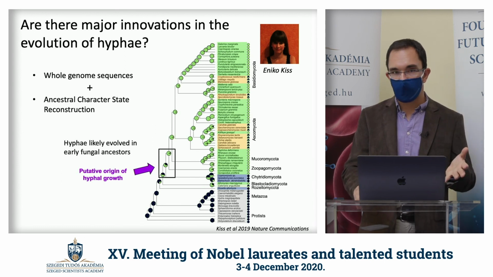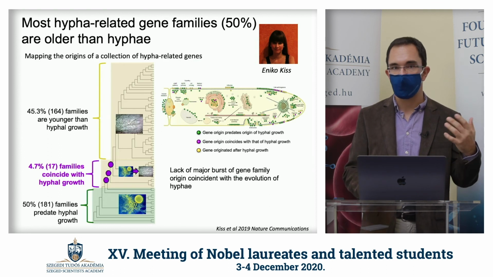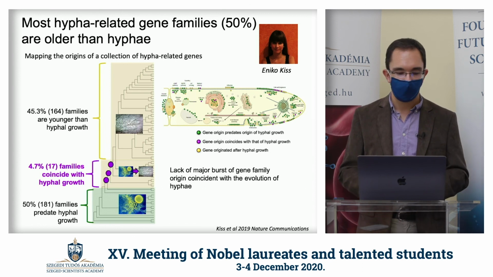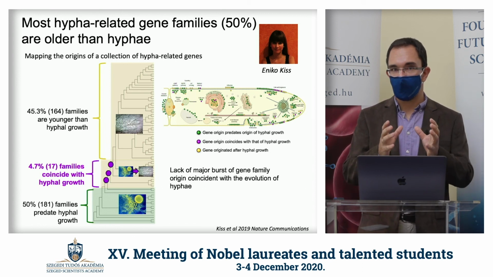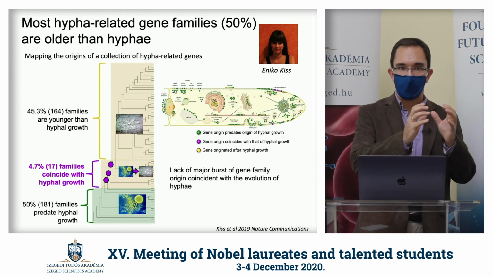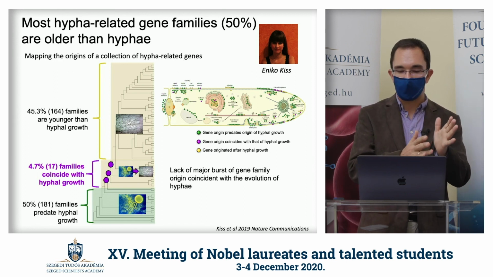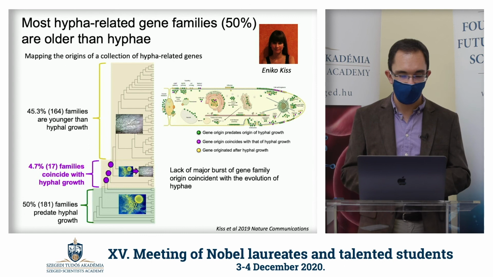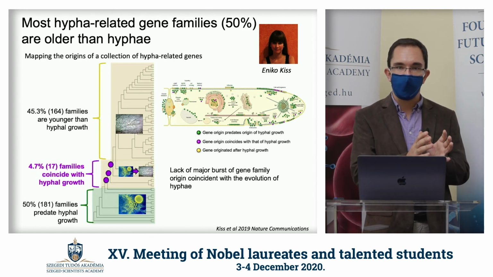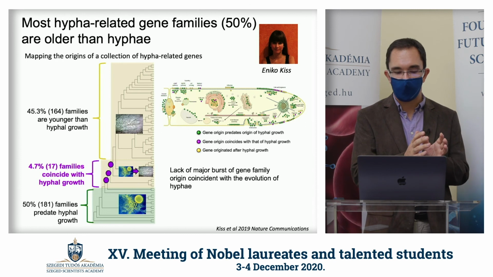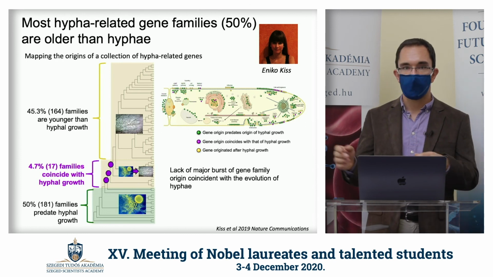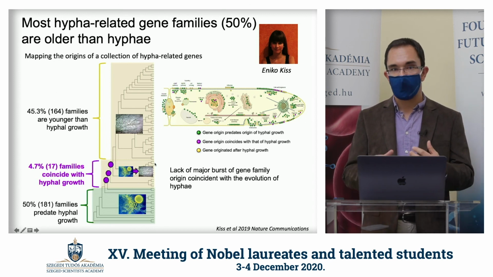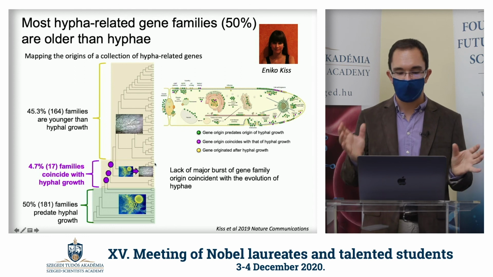And so Enikő went on and she reconstructed the evolution of these genes, and what she found was really surprising. We expected that a large number of genetic innovations would be happening at the time when fungal multicellularity evolved, but in fact what we see is the opposite. And that was a very interesting observation. We saw that there are very few new gene families and gene duplications that happened in the nodes where multicellular fungi first evolved. And on the other hand, there are a lot of innovations before and after.